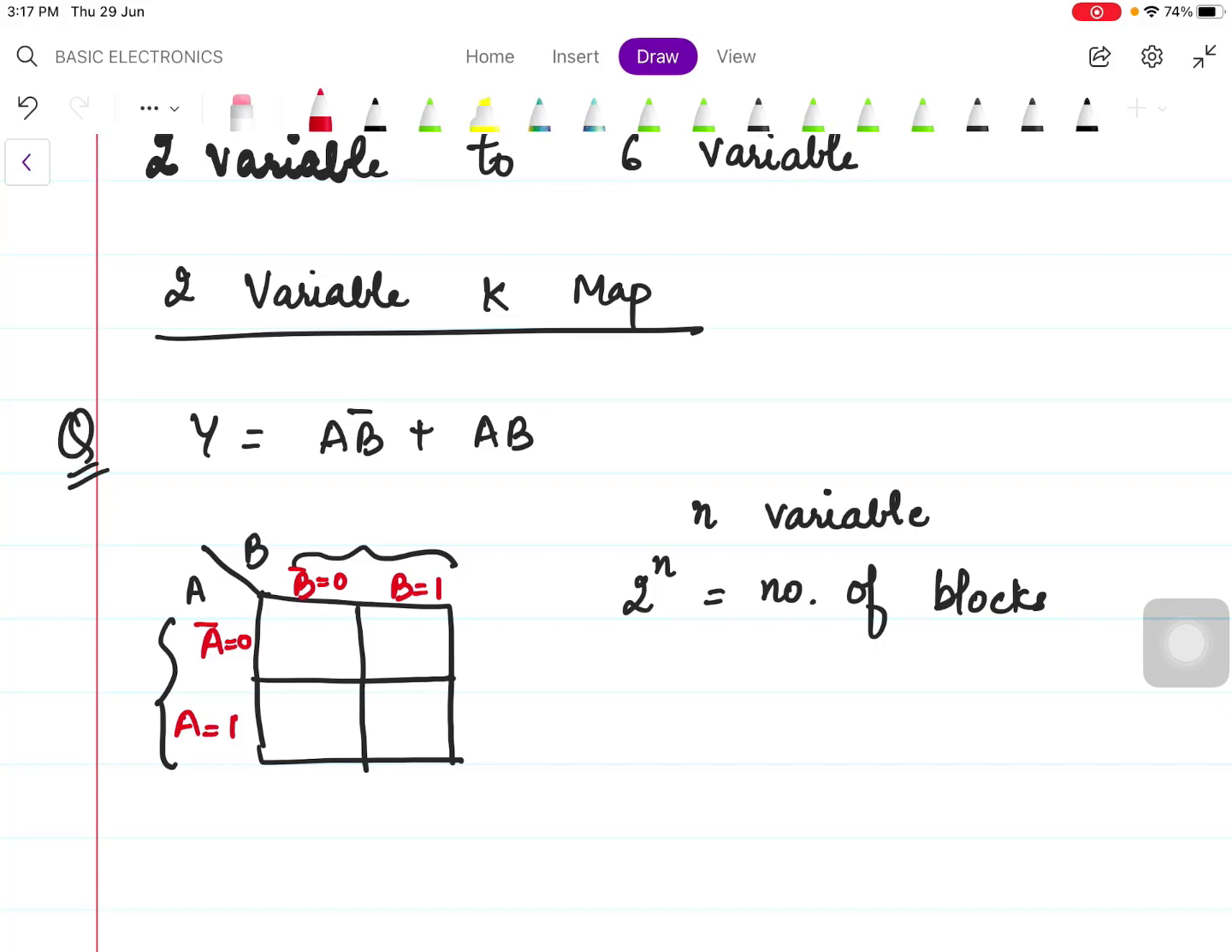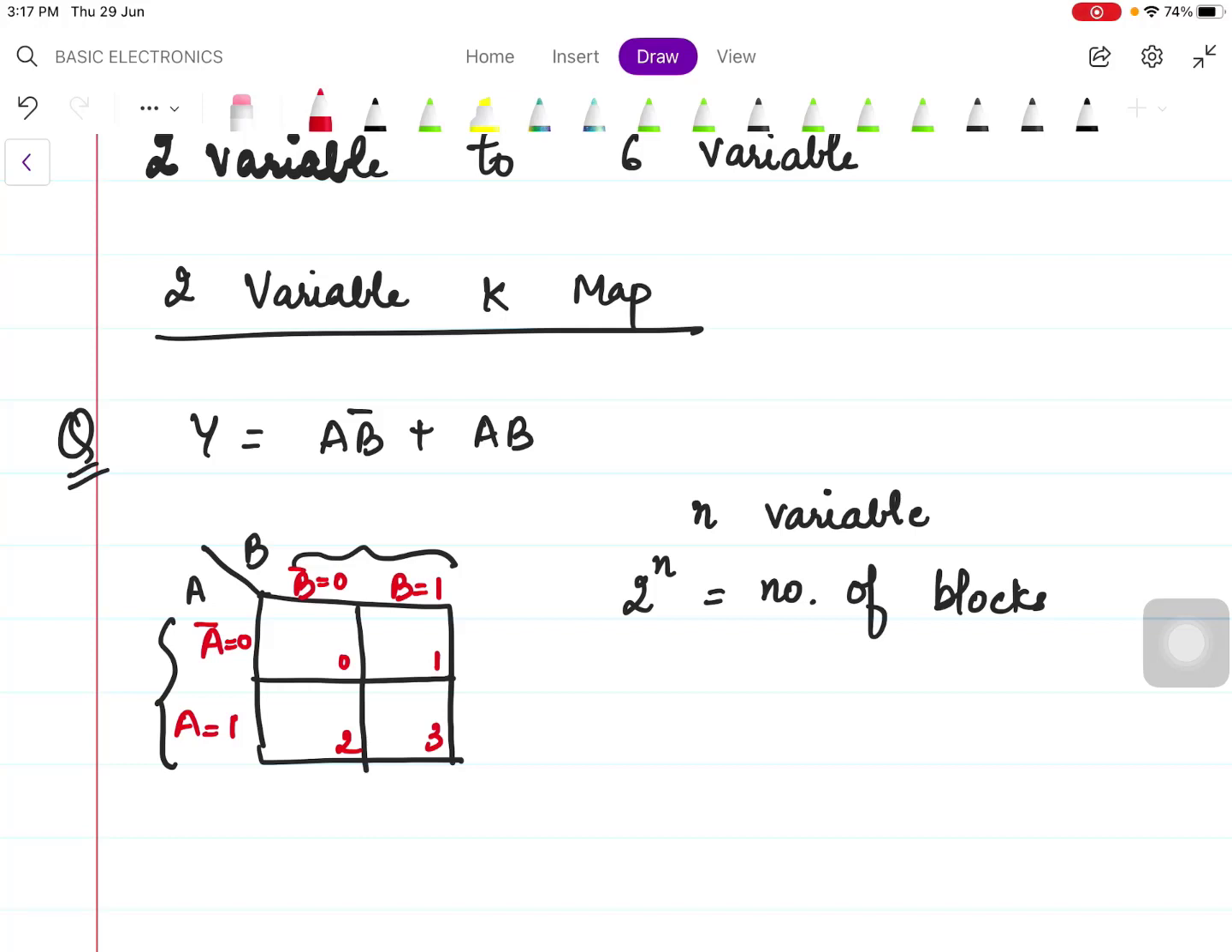Also you have to number the blocks inside the K-map. So if there are 4 blocks, the numbering will start from 0. So the range will go from 0 to 3. Horizontal numbering has to be done: 0, 1, 2 and 3. So this is the basic structure first of all that you have to draw.